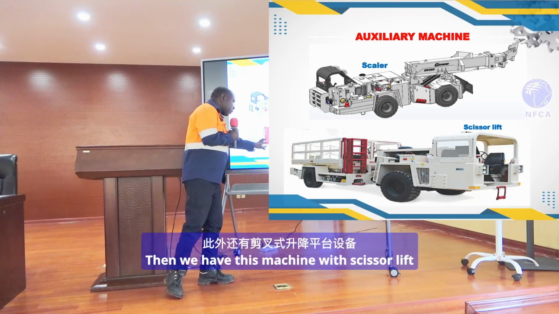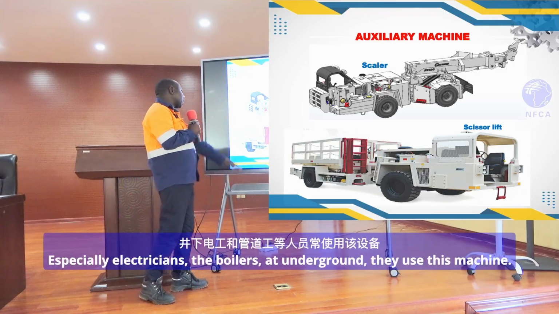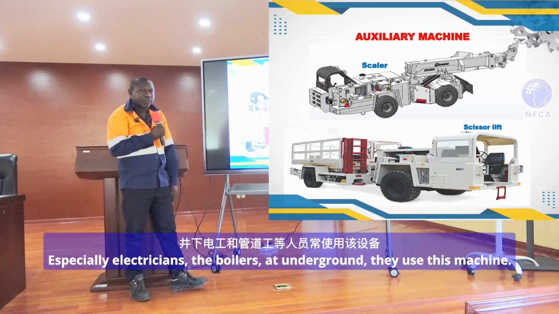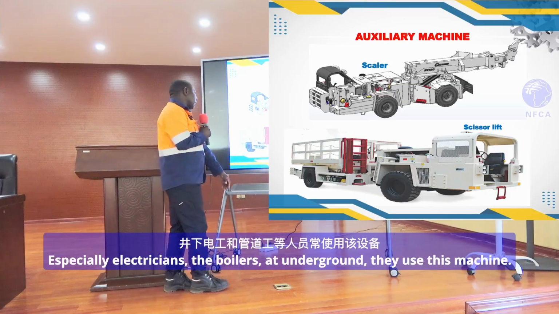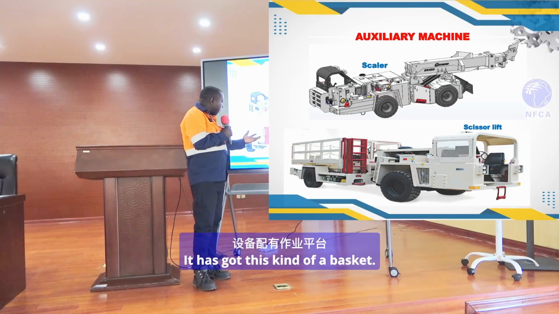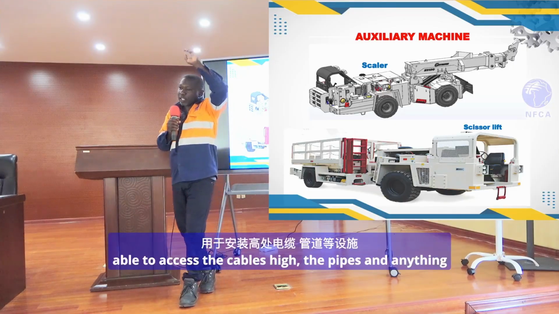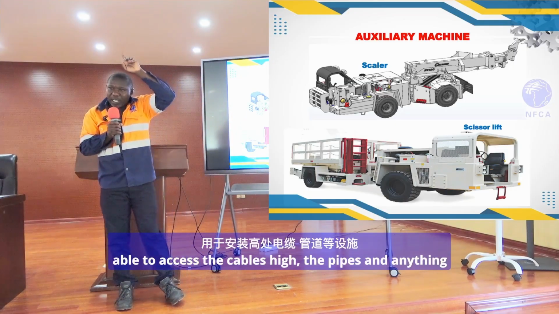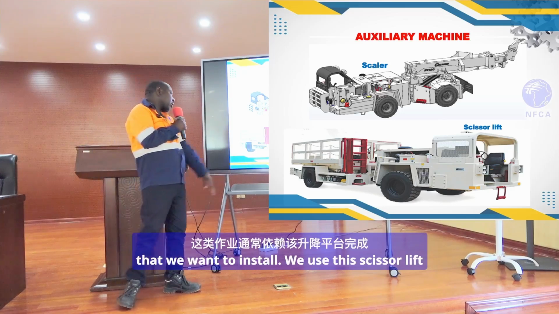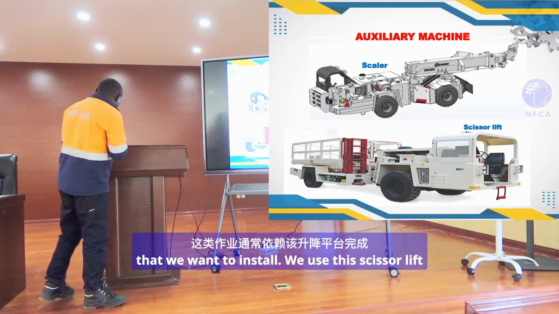Then we have this machine, the scissor lift. Especially electricians, boiler makers at underground, they use this machine. It has got this span of a basket. It's able to lift them up, able to access the cables high, the pipes, and anything that we want to install. We use this scissor lift.